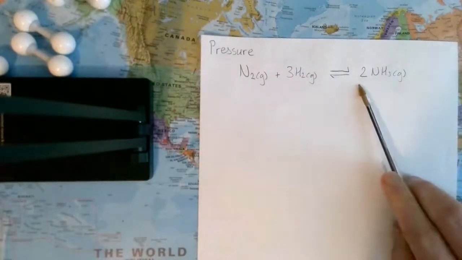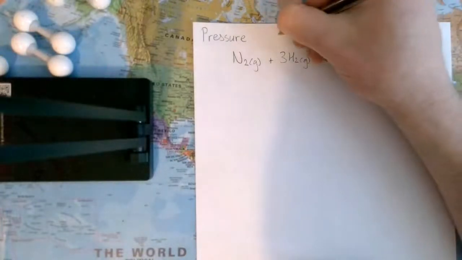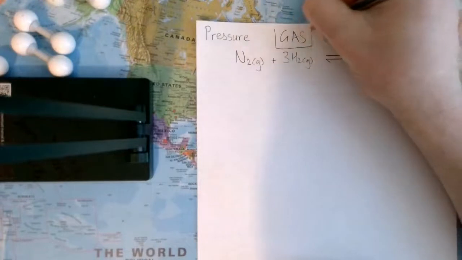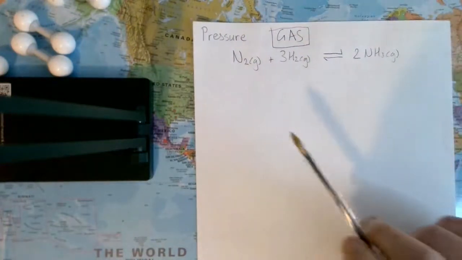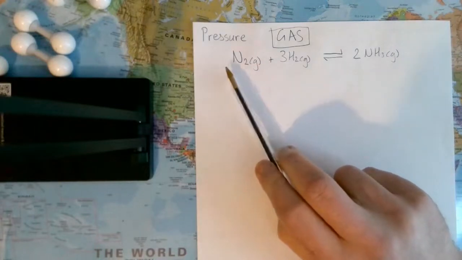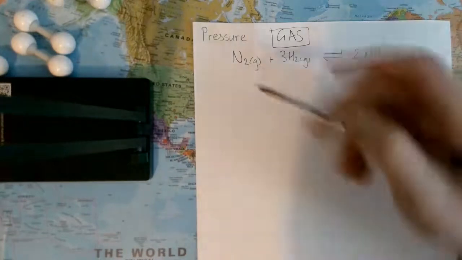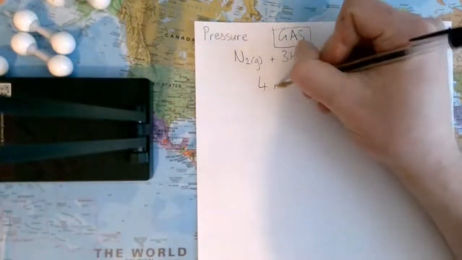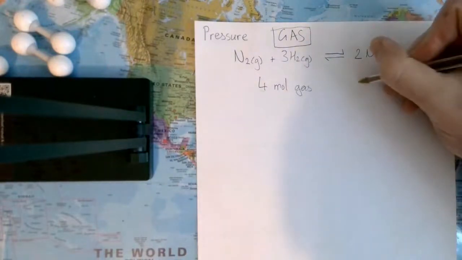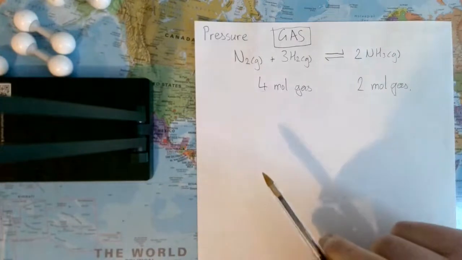Here is the Haber process written out. If it's about pressure, the key thing you're looking for is all about the moles of gas. On the reactant side, there's no coefficient or big number, which means there's 1. 3 H2s, so that means there's altogether 4 moles of gas here. And on the product side, we've got 2 moles of gas.